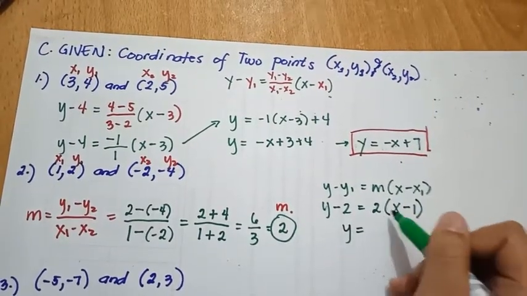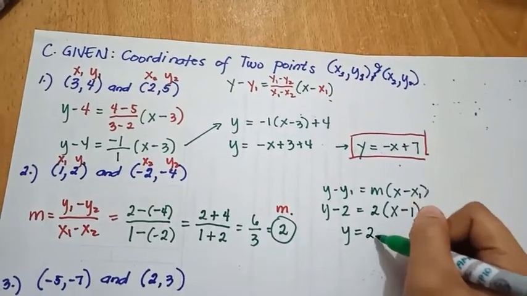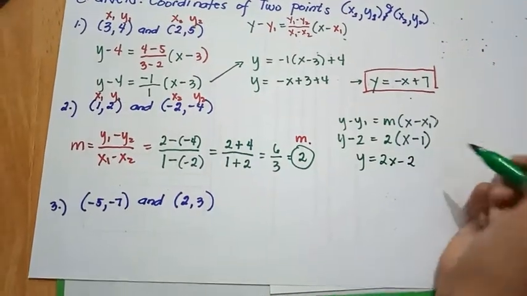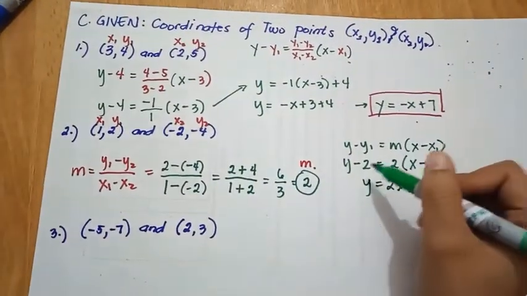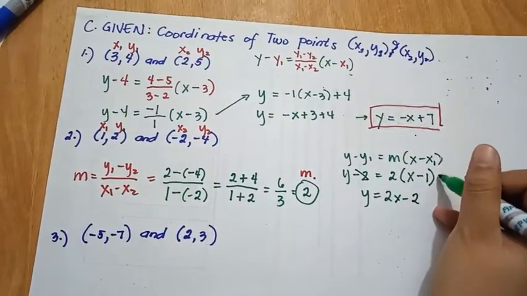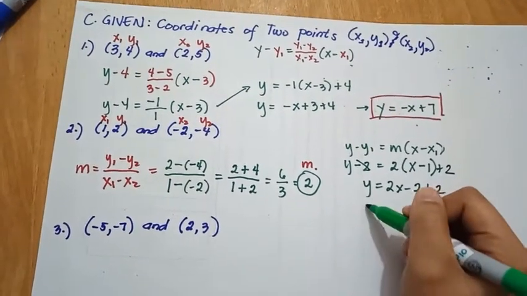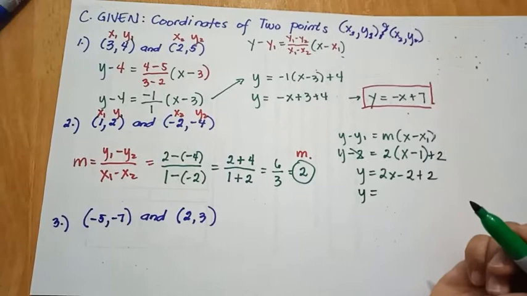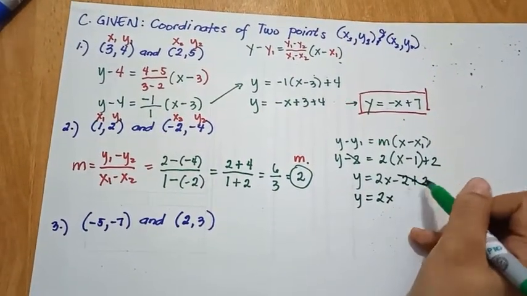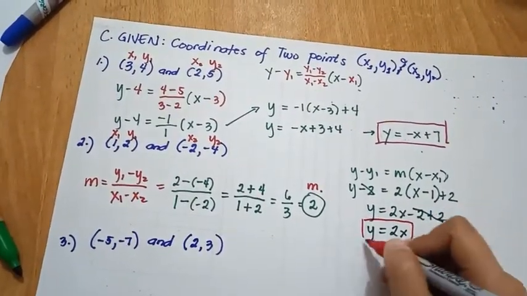Y equals, distributing 2 to x and 2 to negative 1, we will have 2x, and 2 times negative 1 is negative 2. Okay? Negative 2 transposed to the other side will become positive 2. So positive 2. Therefore, for our final answer, we will have 2x, negative 2 plus 2 is 0. So our equation will be y equals 2x.